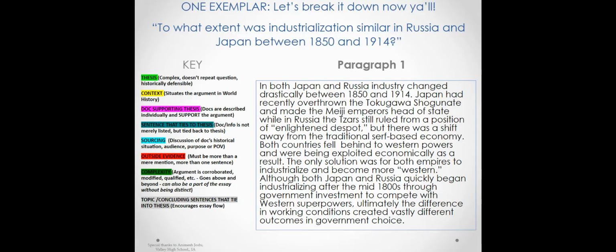examples of sourcing, examples of outside evidence, complexity points, again, the unicorn point, and also looking at topic and or concluding sentences that tie into the thesis and that really support the essay flowing. So what I want you to do is take a minute, look at your sample essay, and for the first paragraph, I want you to highlight the contextualization, and I want you to highlight the thesis.